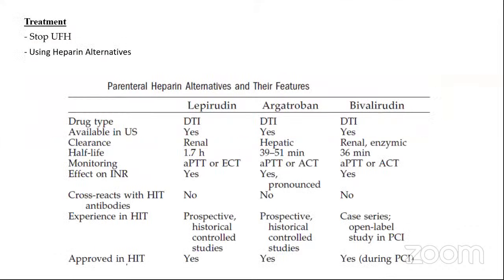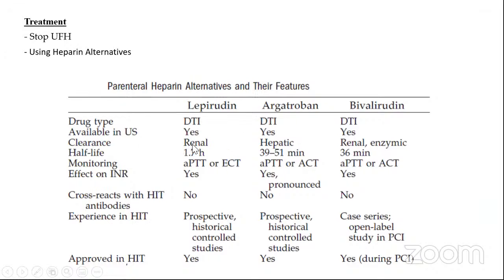Once you diagnose heparin-induced thrombocytopenia, obviously you need to stop the unfractionated heparin, and if the patient is going for cardiac surgery, you're going to use a heparin alternative. What are the 3 most important drugs that we focus on as a substitute for heparin, as anticoagulation for cardiac surgery? These 3 are direct thrombin inhibitors. They inhibit thrombin directly: lepirudin, argatroban, and bivalirudin. We can talk about them here.